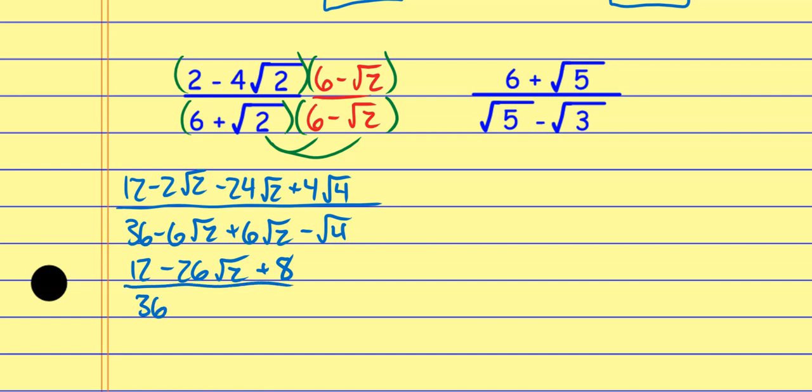Down here, that's a 36. The middle terms go away. The negative 6 root 2 and the plus 6 root 2 cancel out. And then the minus root 4, well, the square root of 4 is a 2, so minus 2.